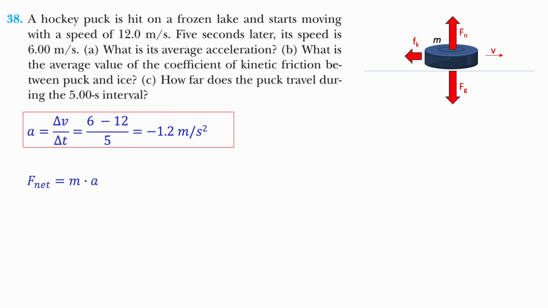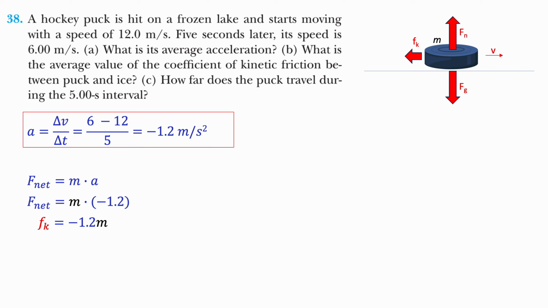Now, before we go to the next part here, what's the net force on this puck? Well, we can use Newton's second law. We know it's accelerating at 1.2 meters per second squared, towards the left, actually, in this case. And so we can very quickly figure out the net force on it must be negative 1.2 times m. And what's producing that? It's got to be the force of kinetic friction. That is the net force on this puck.